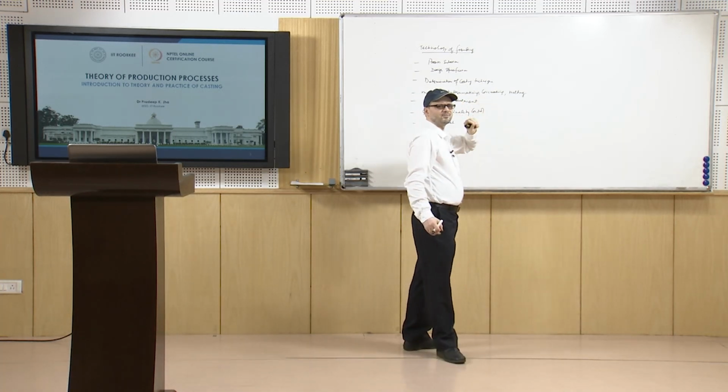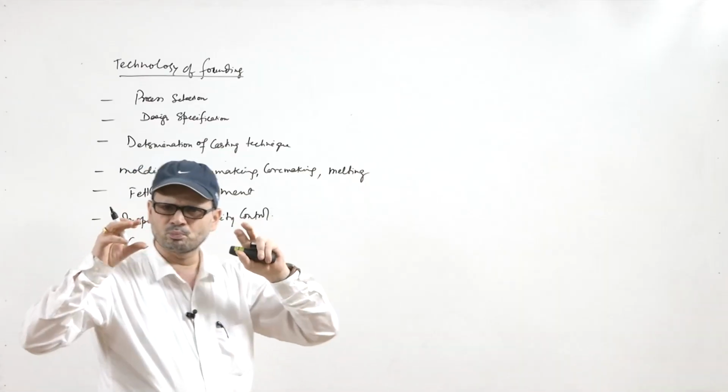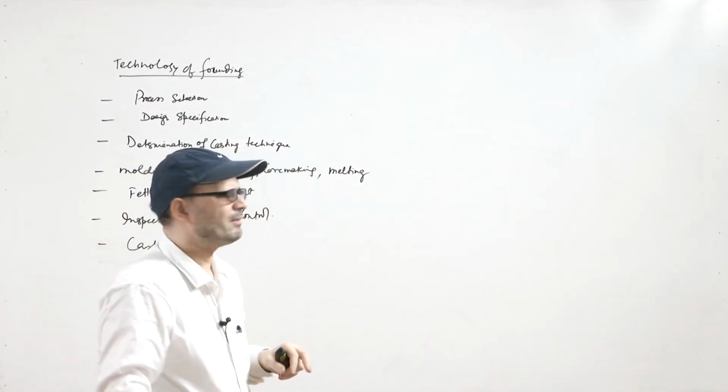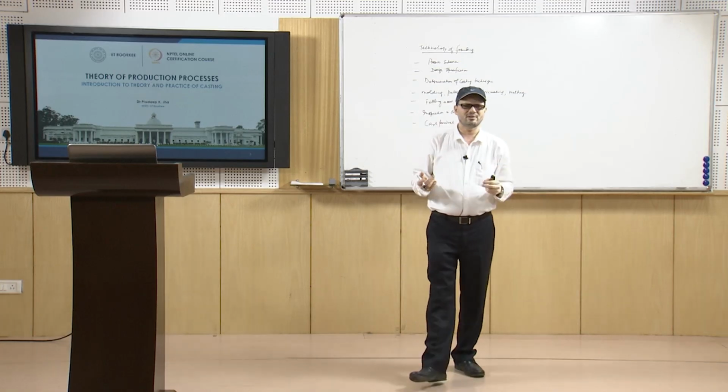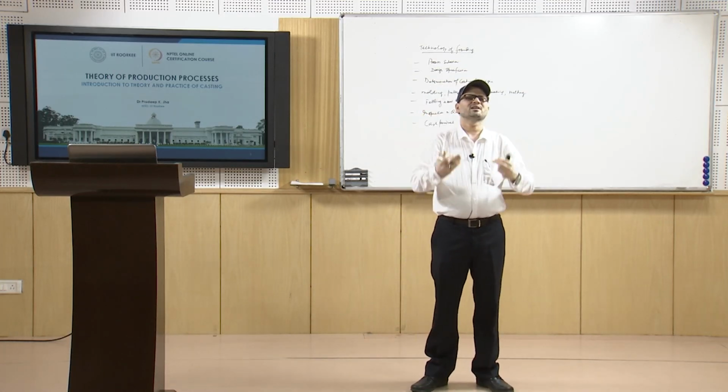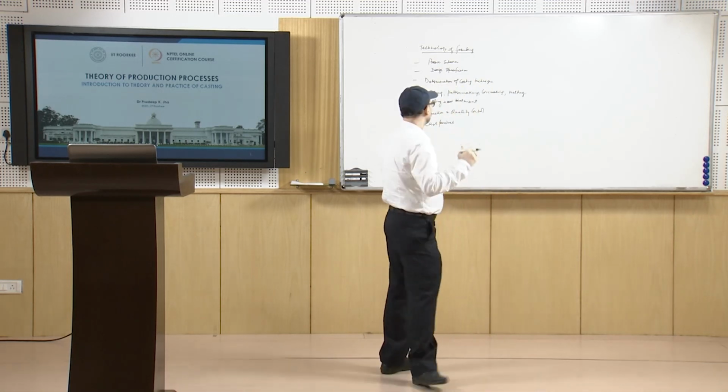Once that is ready, once your mold is ready, you need to put the liquid metal into the cavity. For that you have a melting unit where you have furnaces available. So, you melt the material and then pour it into the mold.